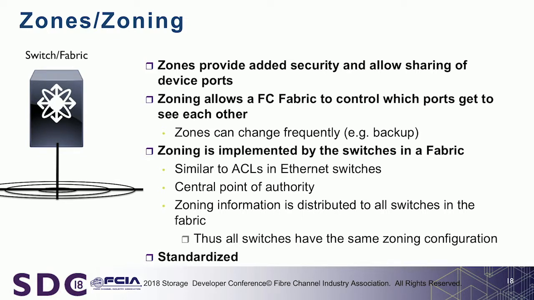The difference being that in Fibre Channel there's a central authority. The fabric maintains it. Just as with the name server, each switch in the fabric has a copy of the zoning information, and it's distributed across the entire fabric. So if one switch goes down, there's no loss of that information. And the other thing that's a little bit different from ACLs, if you're familiar with them, is that ACLs are not necessarily standardized. In Fibre Channel, the zoning format is actually standardized in the Fibre Channel standards.